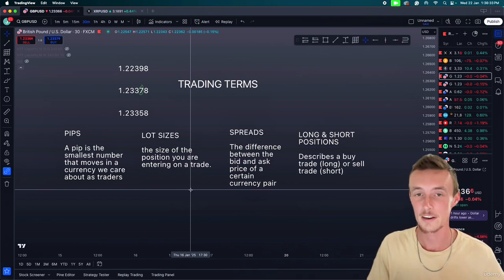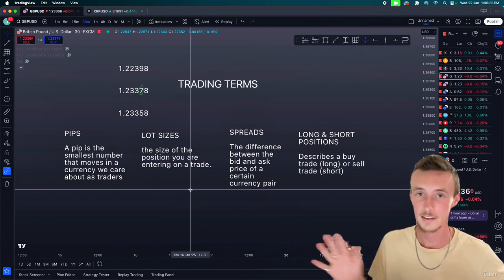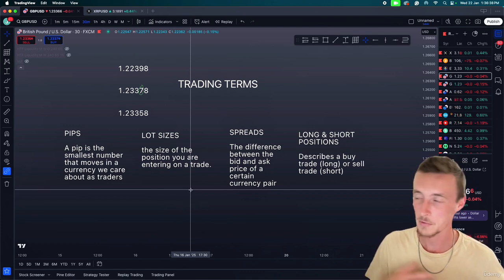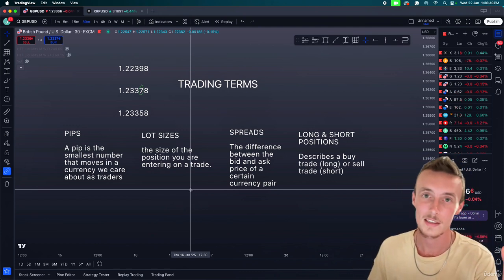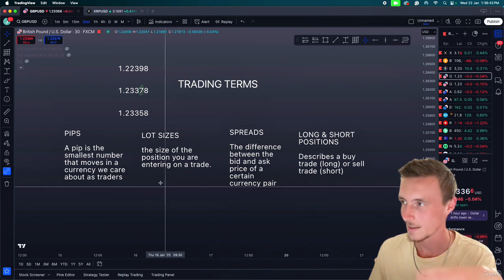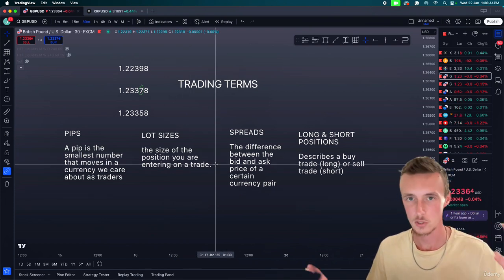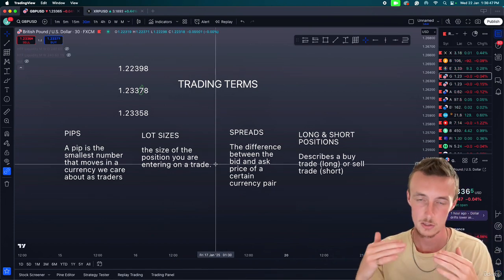I literally had to reread my notes from when I was learning because I did not remember it, and you don't have to remember it either. But based on the lot size that you enter when entering a trade, say you enter with 10 lots, that will determine how much value is within a certain pip.